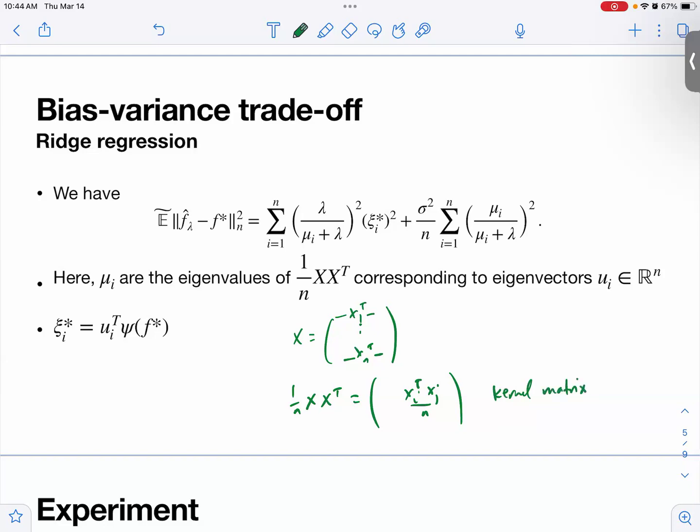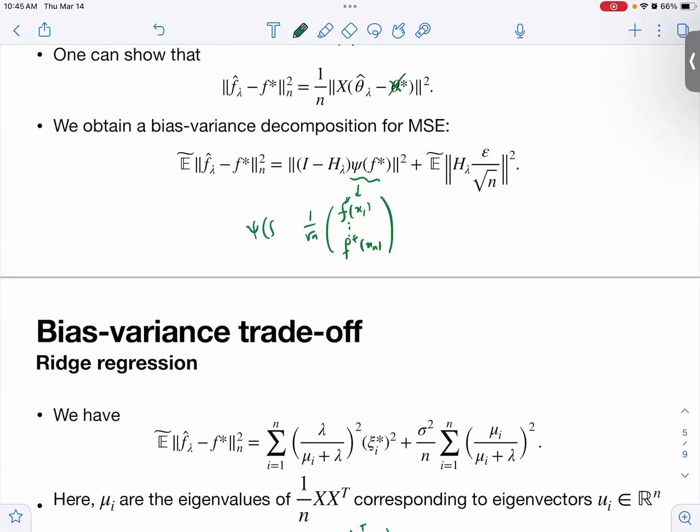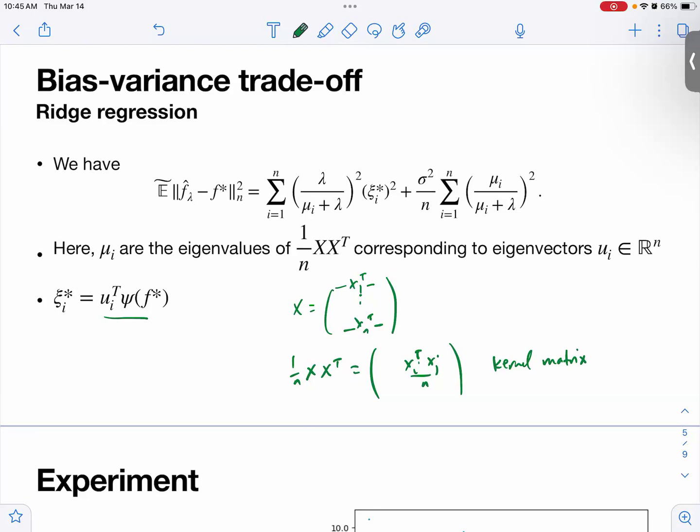So it turns out that the eigen decomposition of this matrix, so you form this kernel matrix, you look at the eigenvalues and the eigenvectors ui, then this is the inner product of ui with that, this is the sampling operator. So this samples the function. So you can think of this as an approximation of the function. So you basically take the inner product of the f star with the functions ui, the eigenvectors of this kernel matrix, and then you can write the MSE in this very nice format, and you can easily see the trade-off.